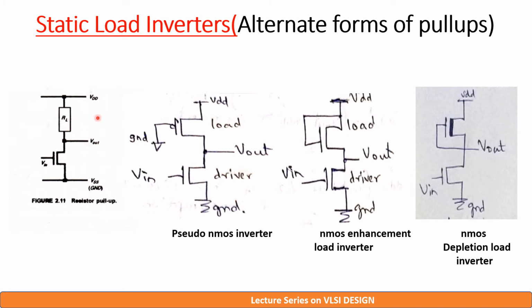So the first circuit, the load is a resistive device. In the second circuit, load is a PMOS whose gate is permanently connected to ground, which is known as pseudo NMOS inverter. In the third circuit, pull-up is an NMOS enhancement device whose gate is shorted to drain, which in turn is connected to VDD. So this circuit is known as NMOS enhancement load inverter. And in the last one, pull-up is an NMOS depletion load, and the circuit is known as NMOS depletion load inverter. These circuits are referred to as NMOS circuits.